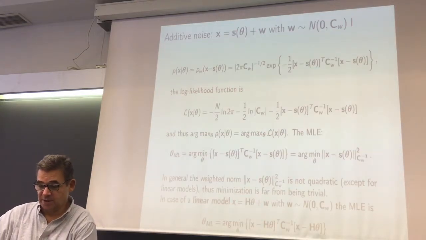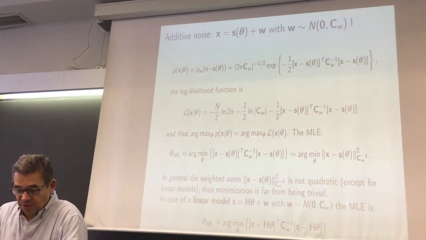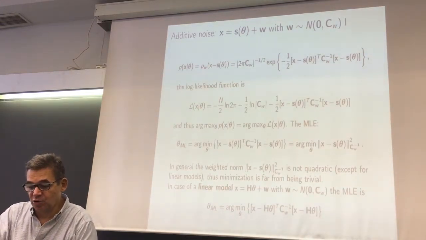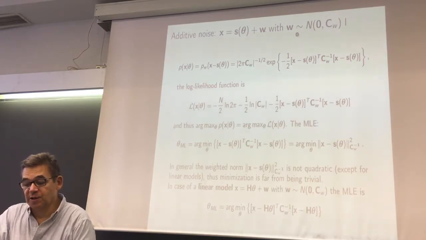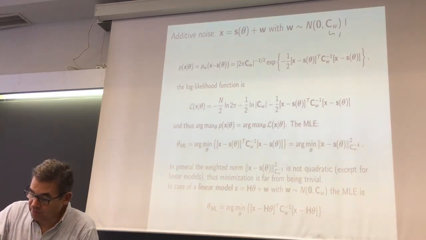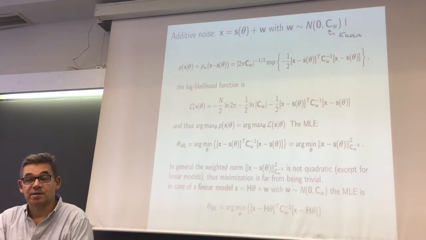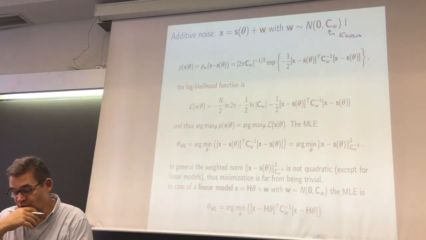Now, special case number one. Let's assume that my model is an additive noise model, where I have my model plus noise. Let's assume the noise is Gaussian with zero mean and covariance CW. CW is known. Let's assume that I know the covariance. I don't know what the noise is, but I know the covariance of the noise.